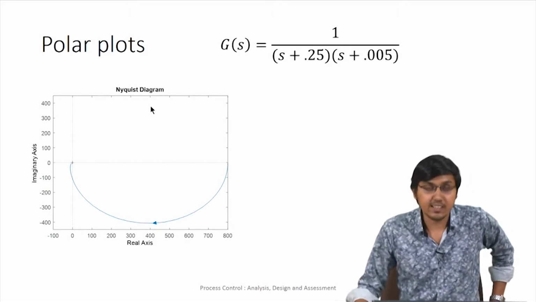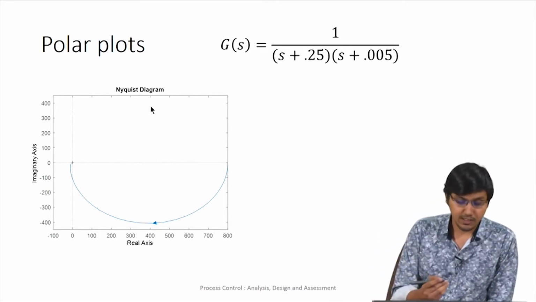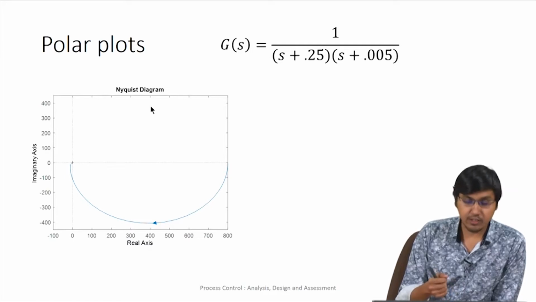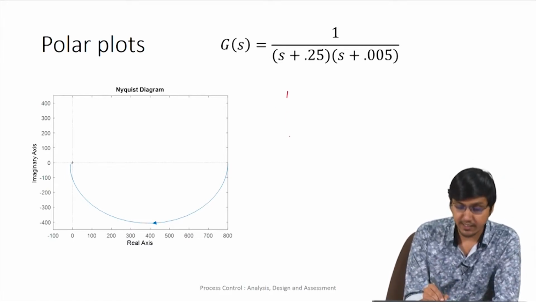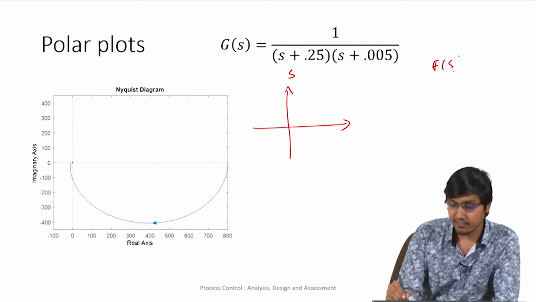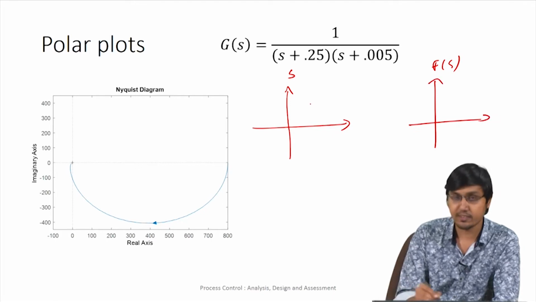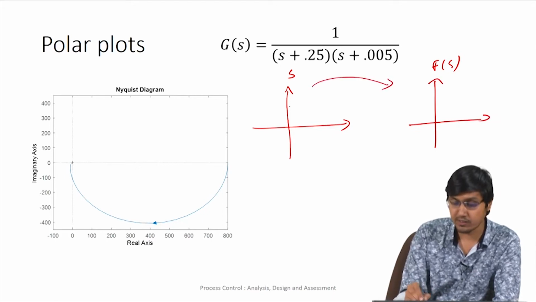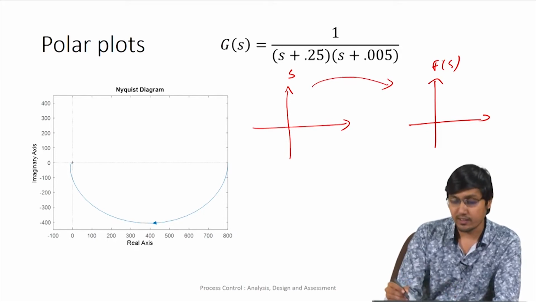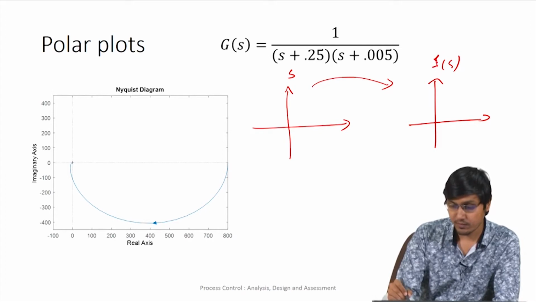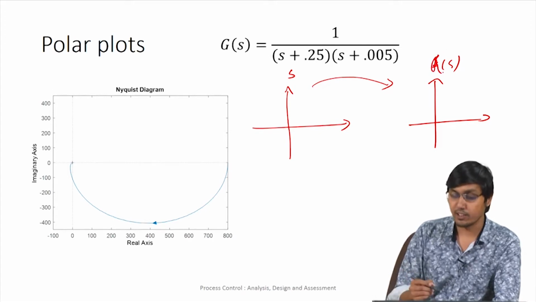Starting with what is the polar plot. If you remember from the lecture sir has taken, we have the S plane and we have this F(s) plane, where we map every point in the S plane to the F(s) plane. Here it is the G of S plane. So, basically we map this.